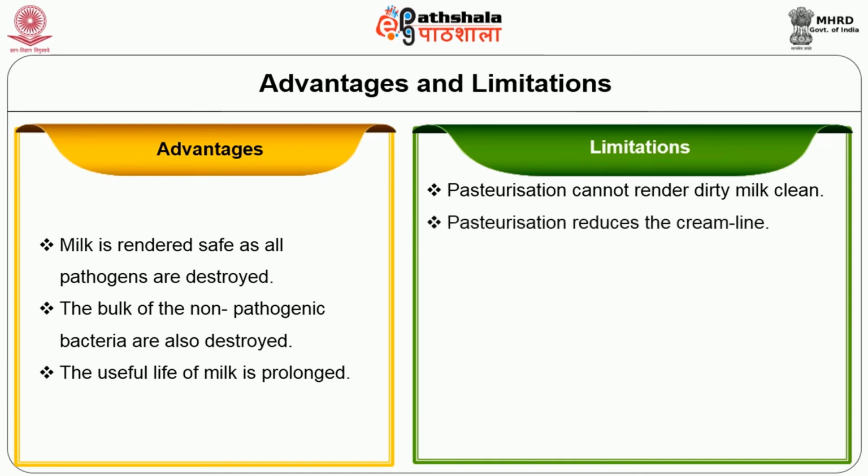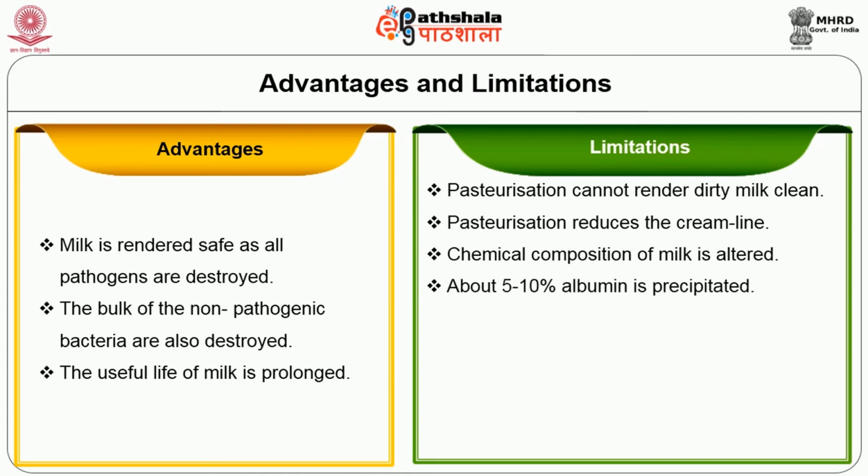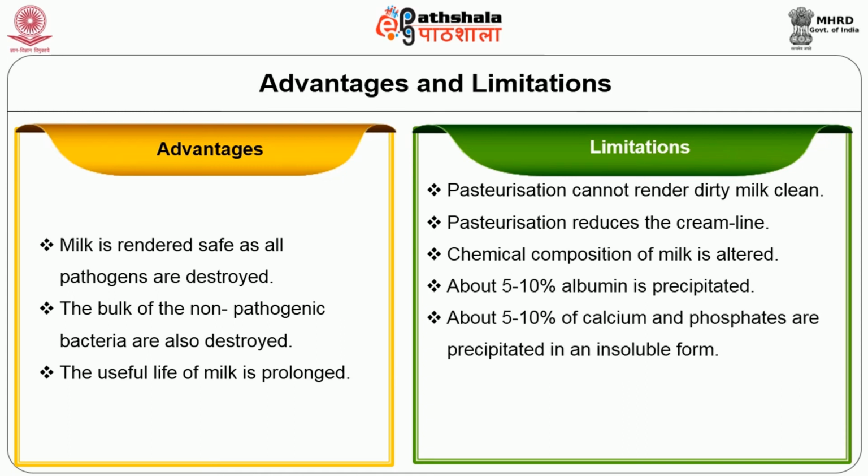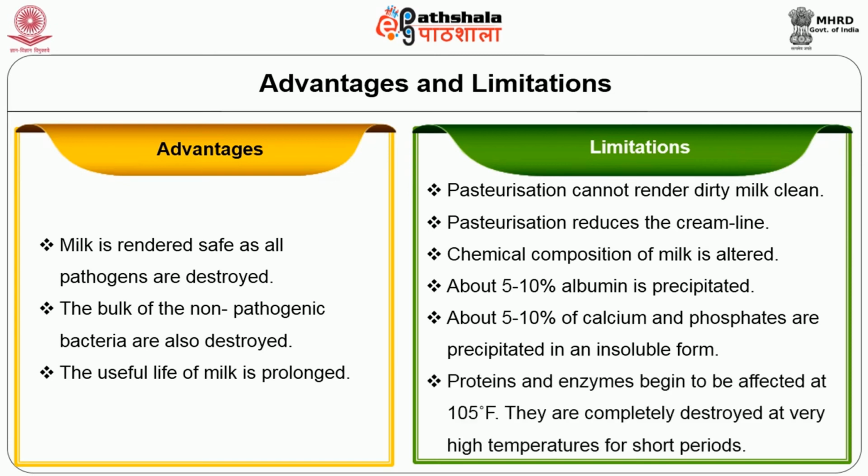It reduces the cream line. The chemical composition of the milk is altered. About 5 to 10% of albumin is precipitated. About 5 to 10% of the calcium and phosphate are precipitated in an insoluble form. The proteins and enzymes begin to be affected at 105 degrees Fahrenheit. They are completely destroyed at very high temperatures for a short period.